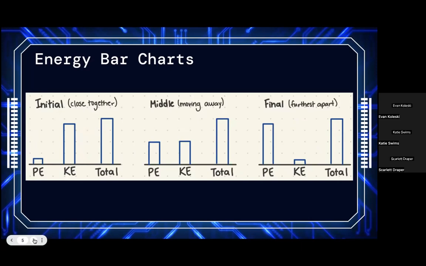And then here are our energy bar charts. They show initial, middle, and final. So the initial is when the balloons are closer together and basically touching. So there's going to be more kinetic energy. And then as they're moving away, they're gaining more potential energy. And at their furthest point, they have mostly potential energy.